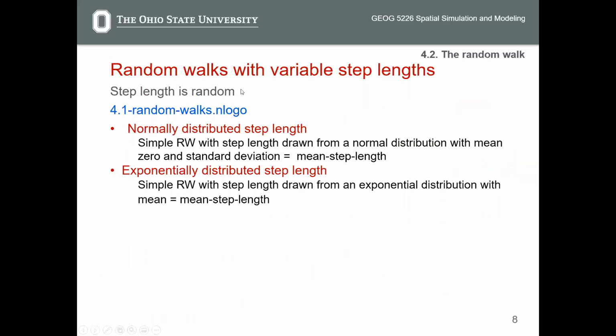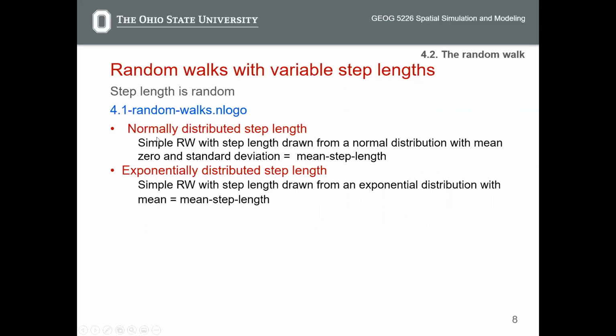Okay, next type of random walks. Random walks with variable step length. I think the name is obvious enough. So here, step length is not 1 unit anymore. It is random. Like I said, you can just use different probability distributions to decide the step length.